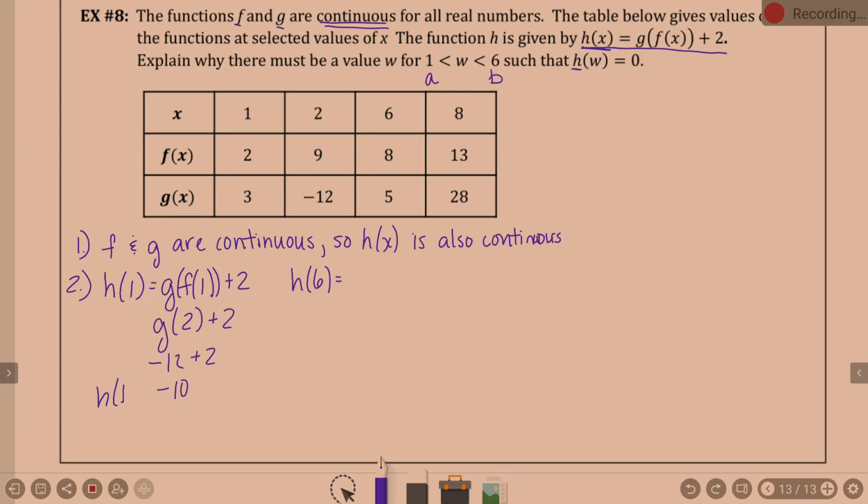H of 6. 30. G of F of 6 plus 2. G of 8 plus 2. 28 plus 2. So H of 6 is indeed 30.